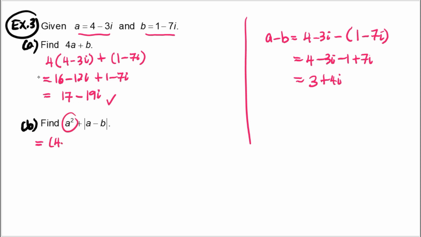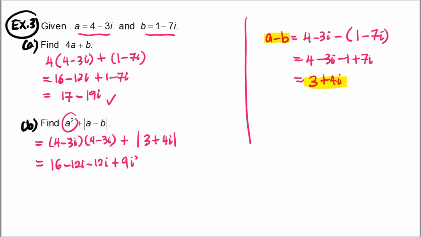A square means we multiply a twice, so (4 minus 3i)(4 minus 3i), plus the magnitude of a minus b, which is given here. So we put in here the magnitude of 3 plus 4i. Now this one will be 4 times 4, 16, minus 12i, minus 12i, plus 9i square. This one will be the square root of 3 square plus 4 square, so that is actually 25. The square root of 25 will be 5.